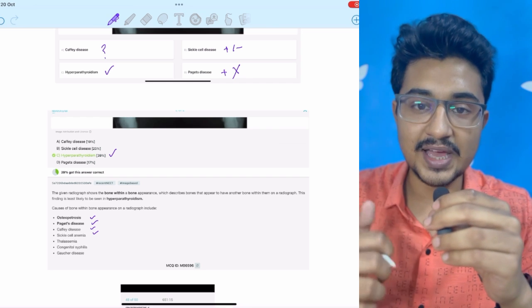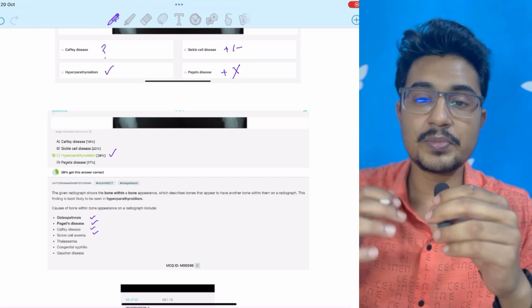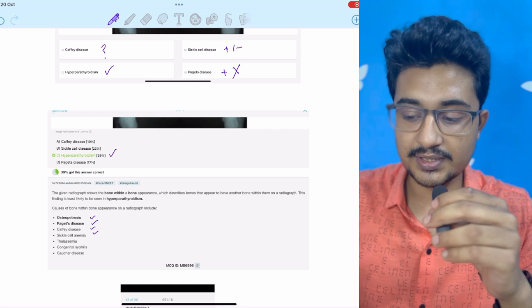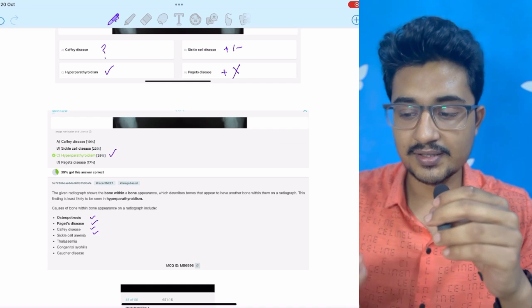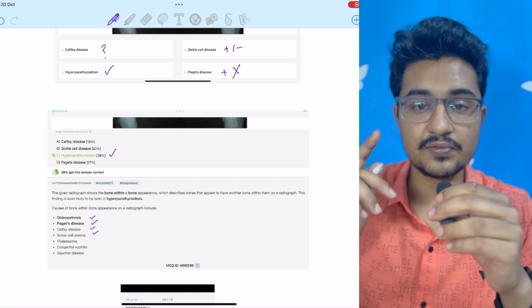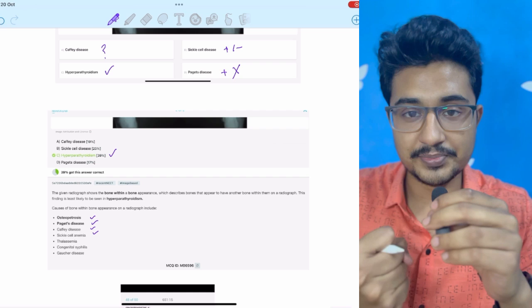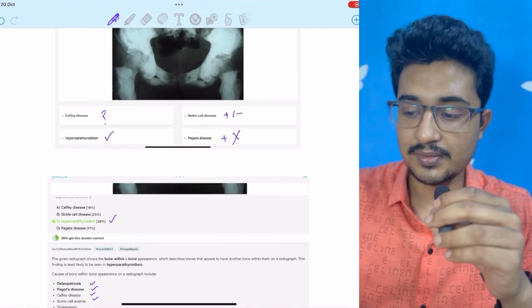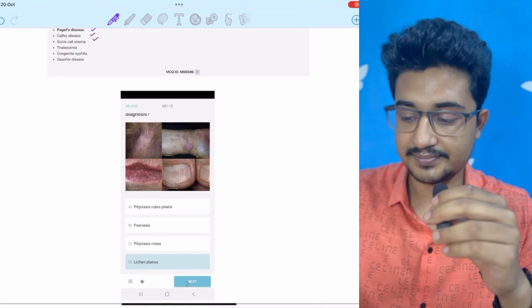Now is it humanly possible to remember all the names, because you have so many other things to remember, like CAP scoring, TNM staging? Is it possible to remember all the examples of bone in bone appearance? No, right? So you have to apply the logic which I applied, that in hyperparathyroidism there will be bone resorption. Bone will be less dense, there will be lytic lesions in the bone, but here it is more dense. So hyperparathyroidism is the answer.